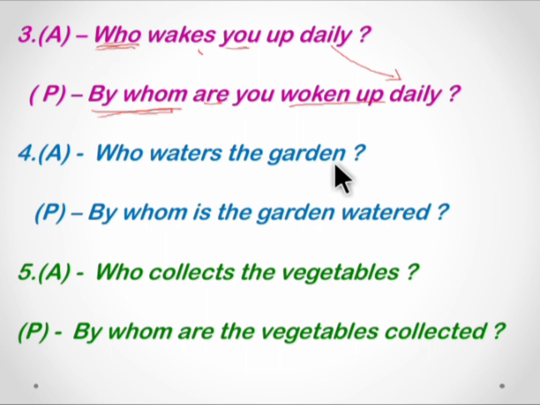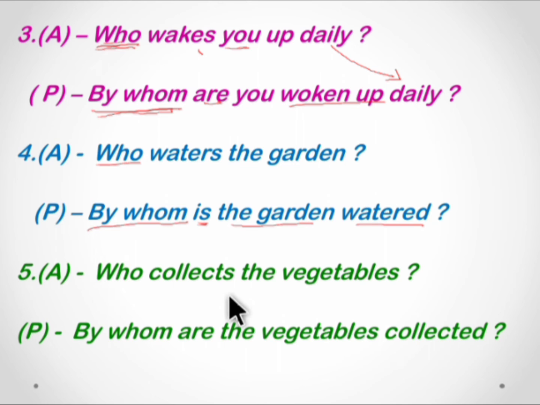Who waters the garden? So this who will become by whom. What is the garden? Garden is singular, so we use the singular be verb is. The garden, the object, we bring it in the front here. Then waters, this is present tense. The past participle is watered. So by whom is the garden watered?